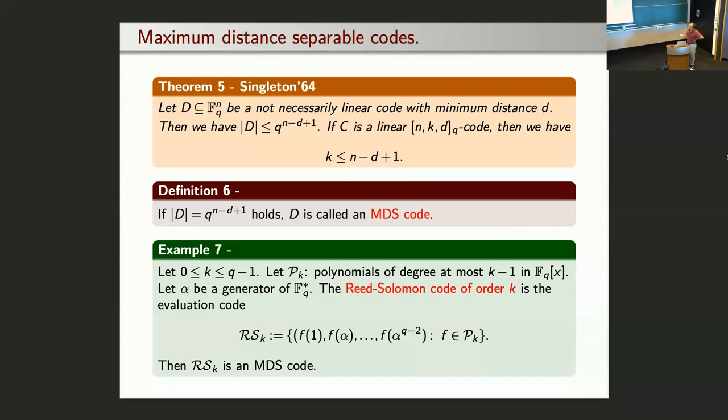A most basic example of an MDS code was discovered in 1960 by Reed and Solomon, so hence the name. They're called Reed-Solomon codes. These are MDS codes. They are essentially obtained by taking polynomials of degree at most k minus 1 and evaluating at the non-zero elements of our underlying field. We simply pick one generator of the non-zero elements of our field, call it alpha, and then take any polynomial of degree at most k minus 1 and evaluate that polynomial on the powers of alpha. You will get a vector here. So I forgot to close this parenthesis. This is a vector of length q minus 1 here. Then you get the so-called Reed-Solomon codes.